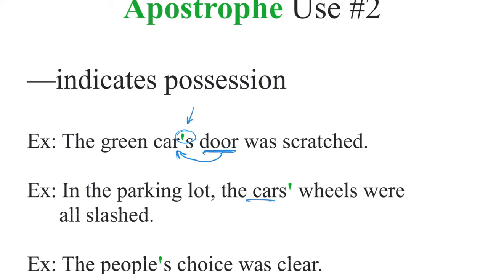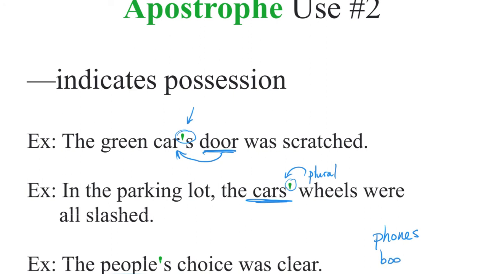If we've got more than one car whose wheels were slashed, we need a way to indicate that we're talking about plural here. So in that case, the apostrophe goes after the S. If you've got a plural possessive, as in this case. Unless you have a plural where you don't add S. Most plurals we add S, right? I have one phone. I have multiple phones.